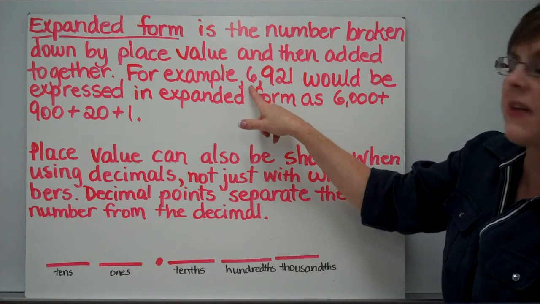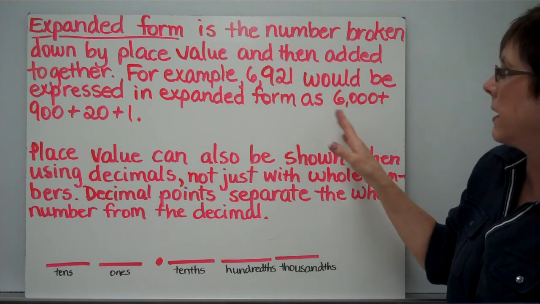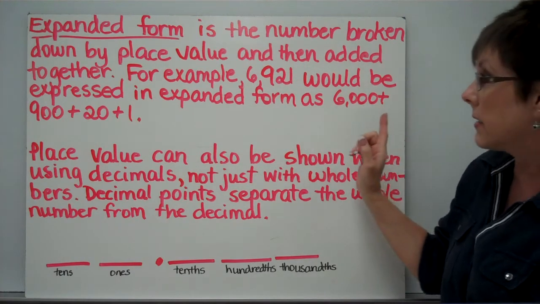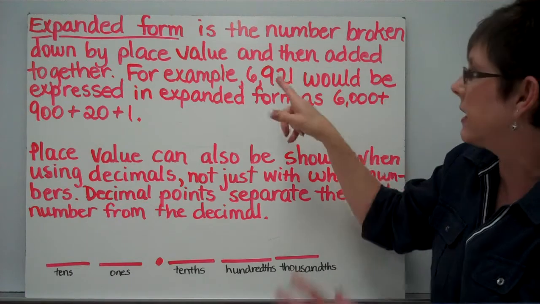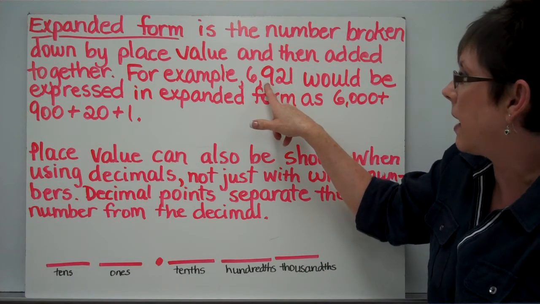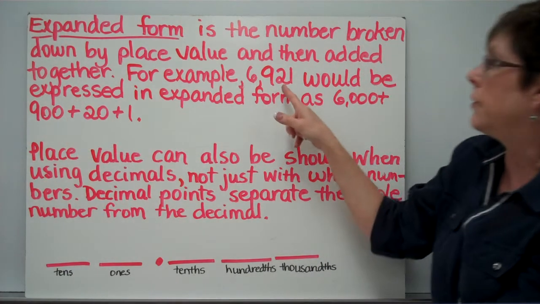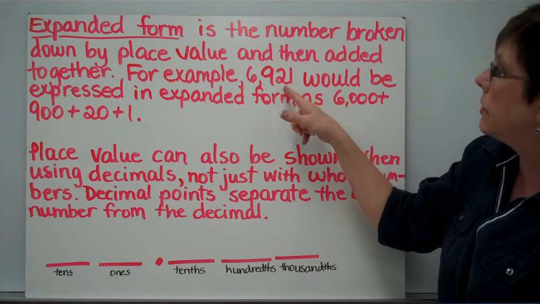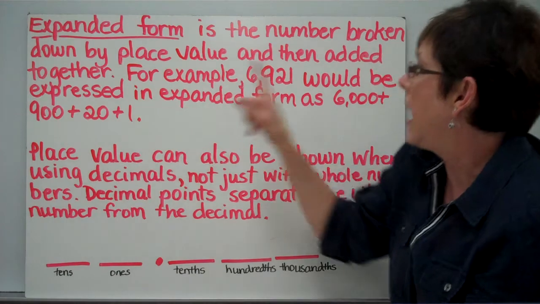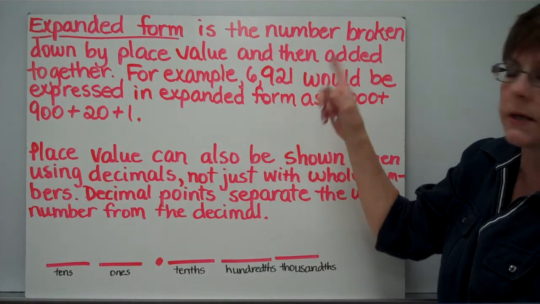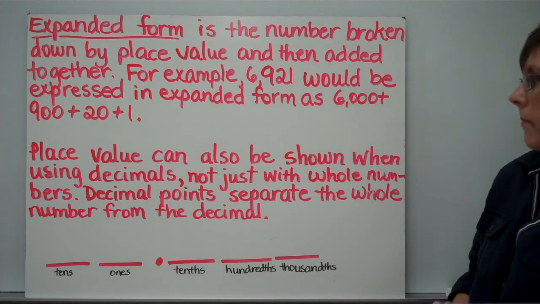Because the 6 is in the thousands place, 6 times 1,000 is 6,000, plus, we're breaking it down, decomposing it, 9 is in the hundreds place, 9 times 100 is 900, the 2 is in the tens place, 2 times 10 is 20, and the 1 is in the ones place. 1 times 1 is 1.